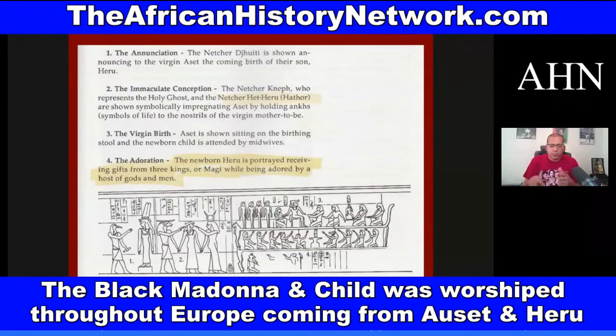If you grew up Catholic like I did, or if you go to Sunday school in a Protestant church, things like this, you'll learn about the Immaculate Conception. Okay, but did they tell you the Immaculate Conception was African? Then you have the Adoration. We see at the top here, the fourth panel, the fourth depiction, the Adoration. The newborn Heru is portrayed receiving gifts from three kings or three magi, while being adored by a host of gods and men, the Adoration.